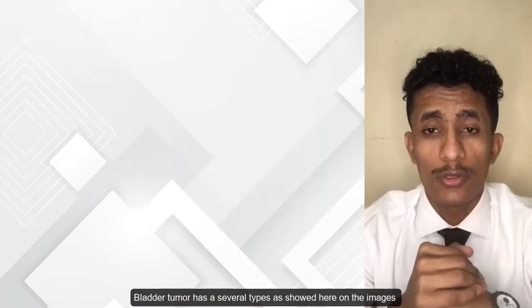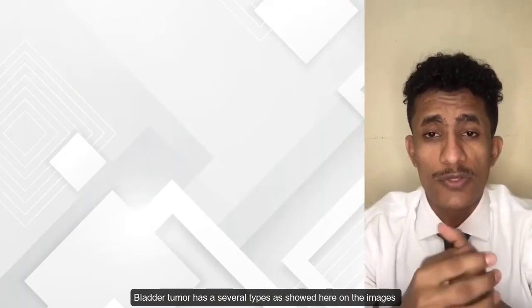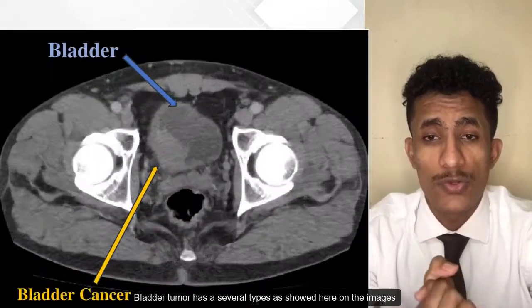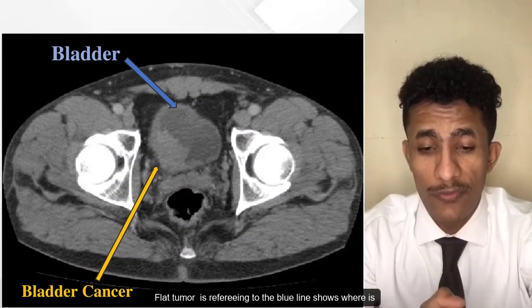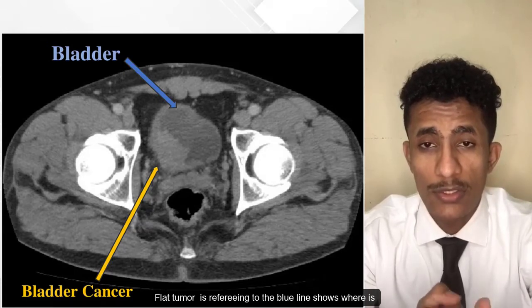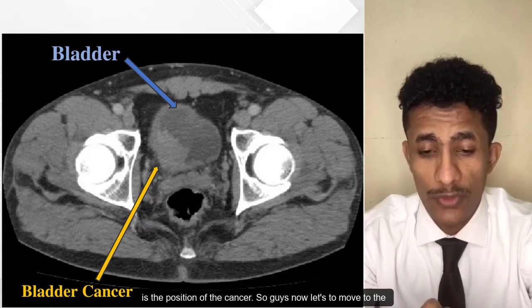Bladder tumors have several types, such as the second image shows the flat tumor cancer, as the blue line refers to it. It shows where the position of the cancer is.